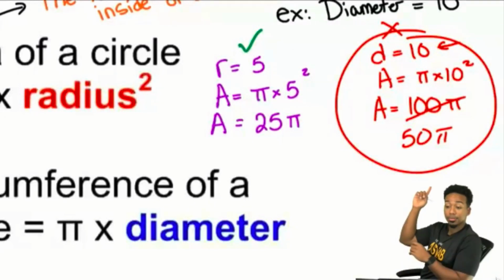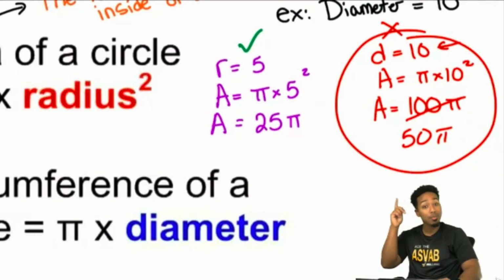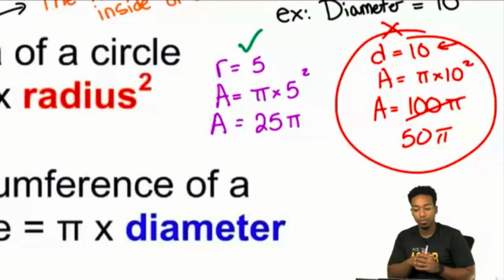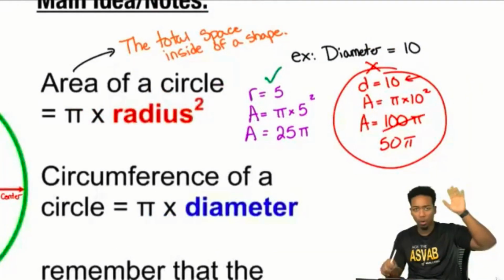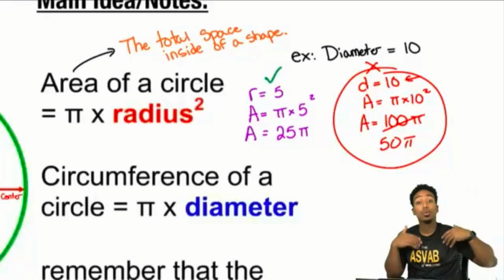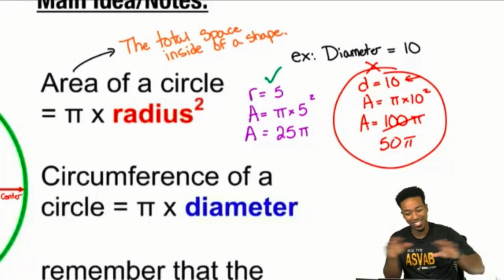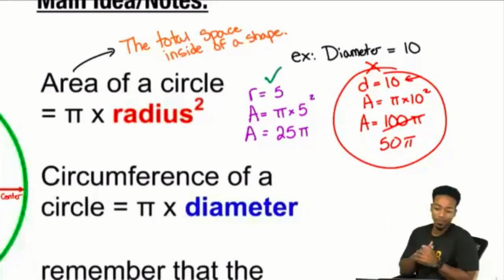That right there is a common mistake. Jose, I'm really happy you asked, but that is a very, very common mistake when it comes to area and perimeter, or area and circumference for circles. Yes or no, everybody, did that make sense? My main idea here was that when you use the formula, make sure you plug in the right numbers. That's really it.